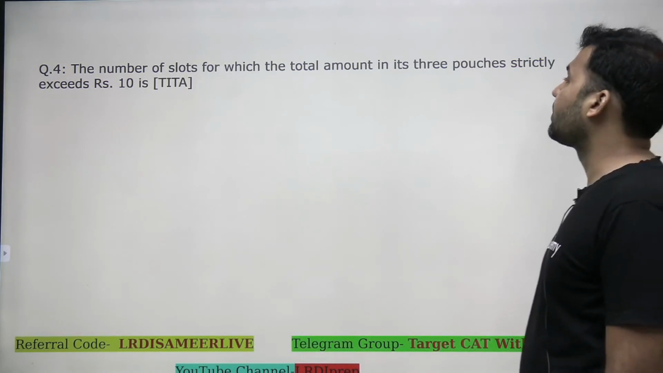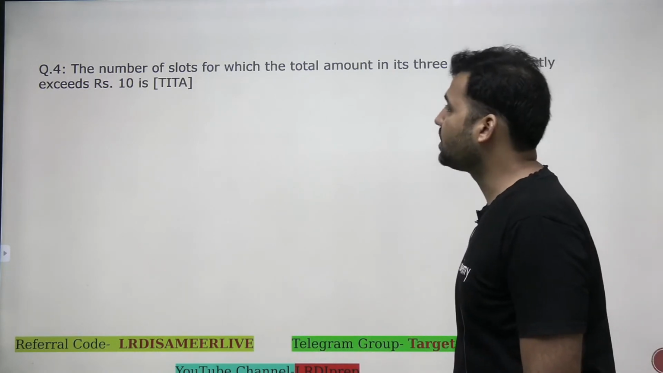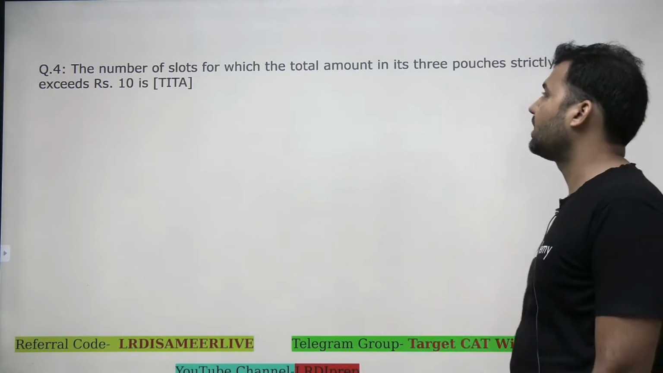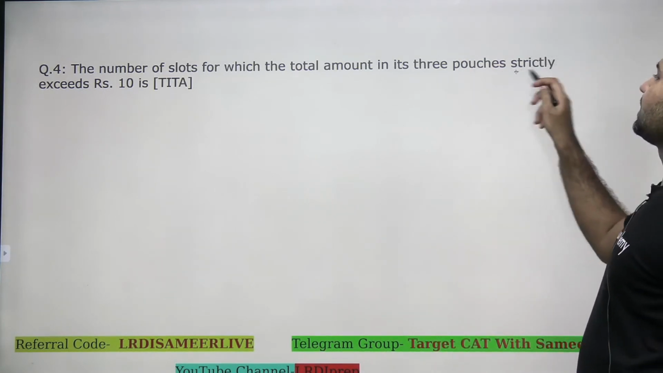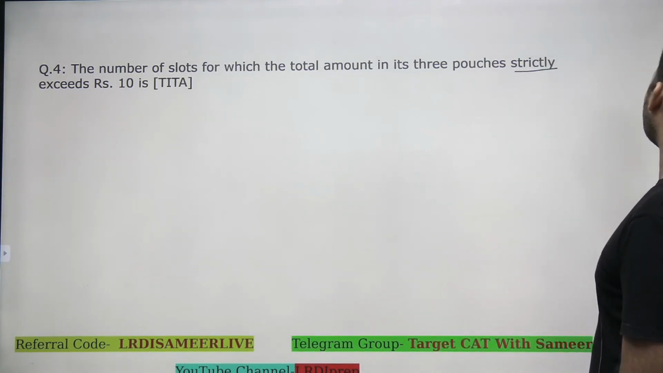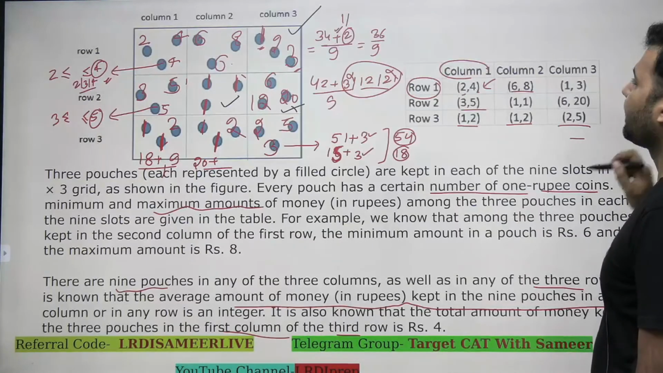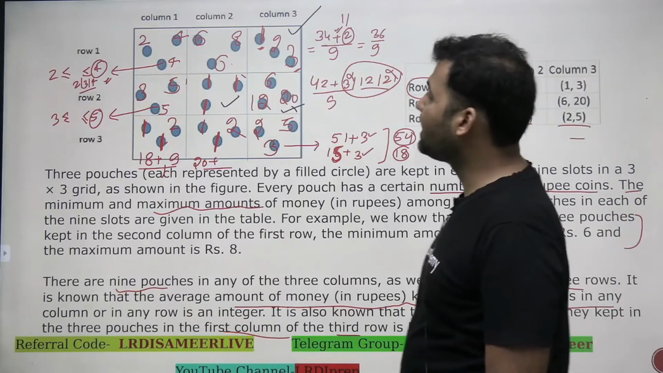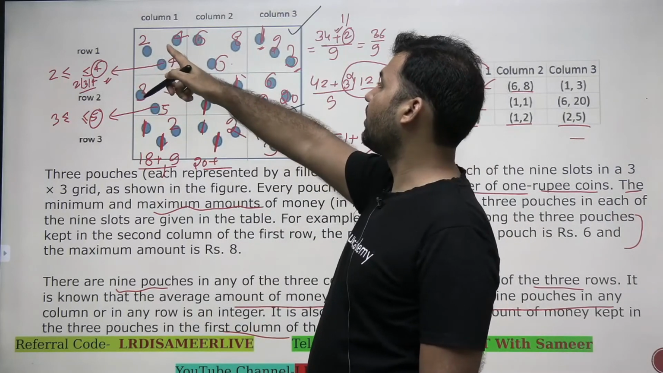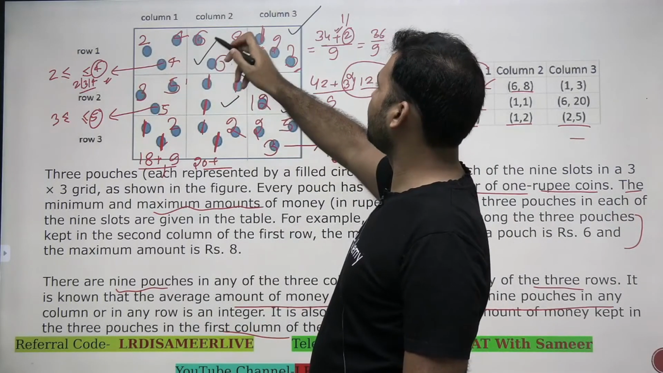The number of slots for which the total amount of its 3 pouches strictly exceeds rupees 10. Strictly exceeds rupees 10. That means the number of coins should be more than 10, right? Now see that. More than 10. This is equal to 10. I should not be counting this. This is more than 10, right?